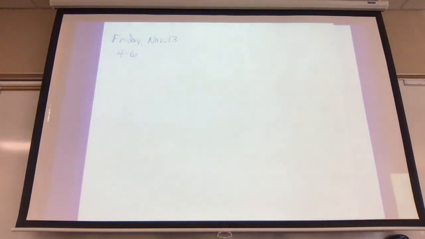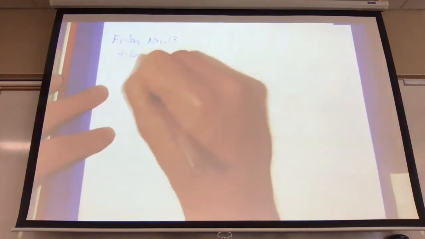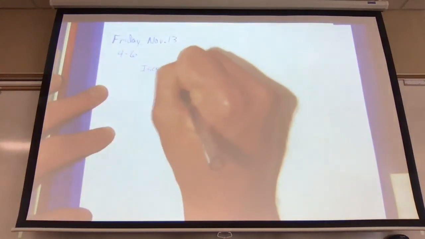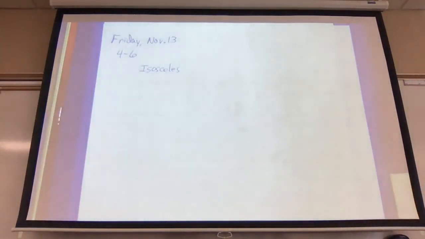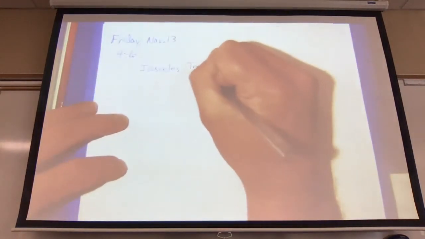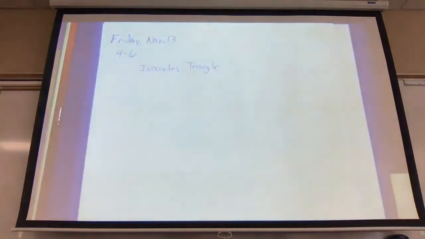Section 4-6 is going to mainly deal with isosceles triangles, which we defined way back in section 1. We're going to do a lot of this with pictures today instead of writing all the words out. The first thing we have to know is what an isosceles triangle is.